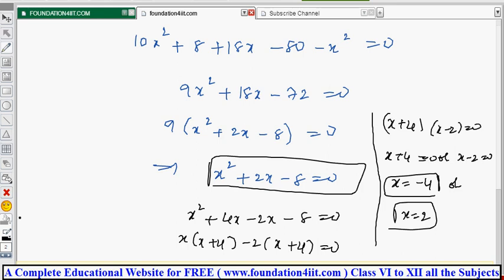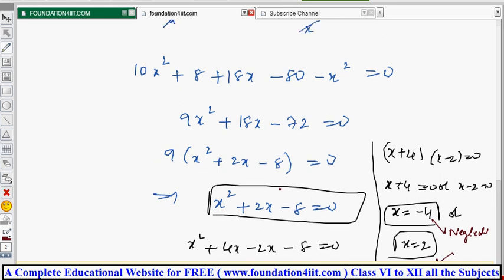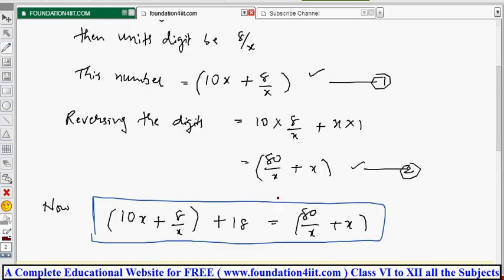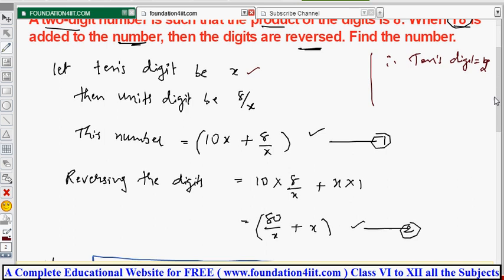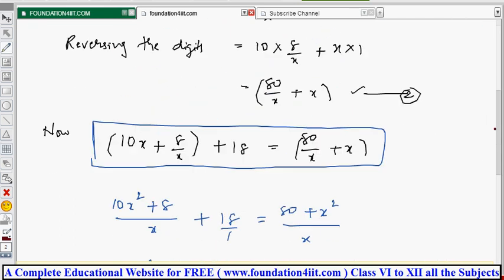Okay, a number should not be negative, so this one will be neglected. We can take it out. So this is negligible. Then only x is equal to 2 is the correct answer. So x is nothing but the tens digit. If you see the question, x is the tens digit and 8 by x is the units digit. So therefore the tens digit is equal to 2. Okay, we got x is equal to 2. X is 2 or minus 4, right? So 2 only should be taken.